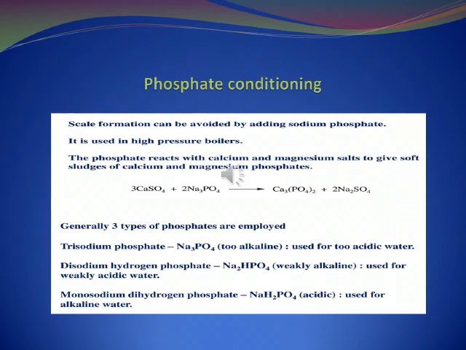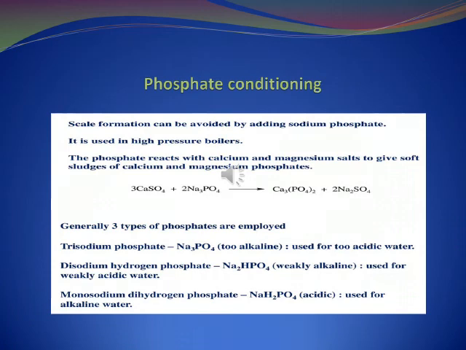Generally, three types of phosphates are employed. First one is trisodium phosphate, Na3PO4. This trisodium phosphate is alkaline in nature and therefore it is used for treating acidic water.